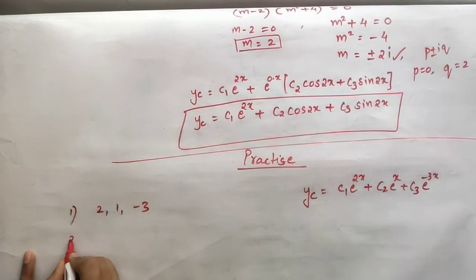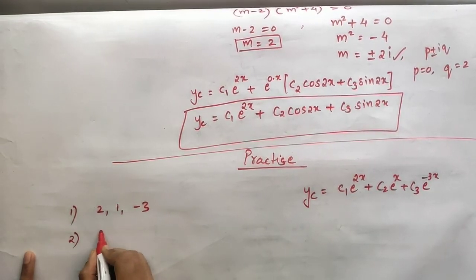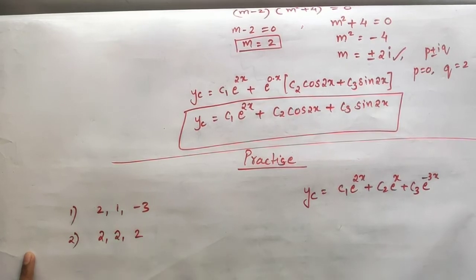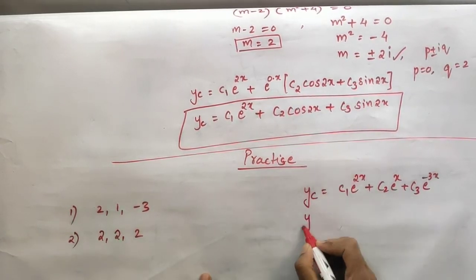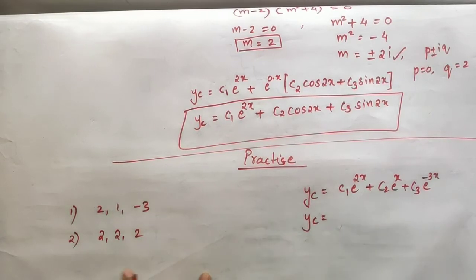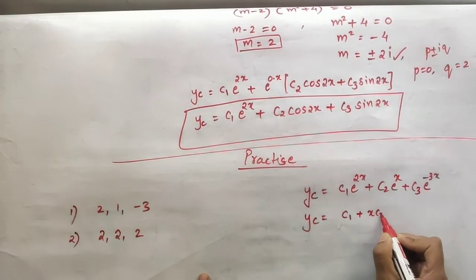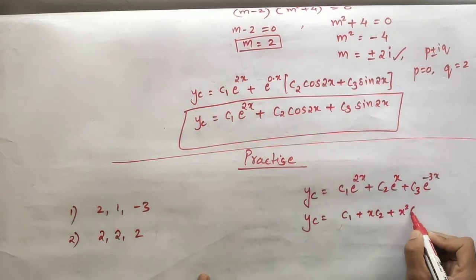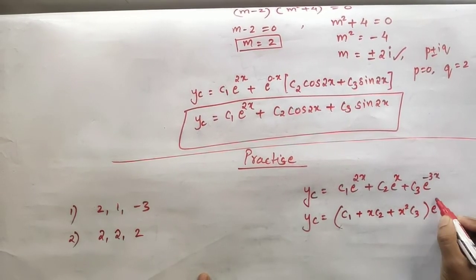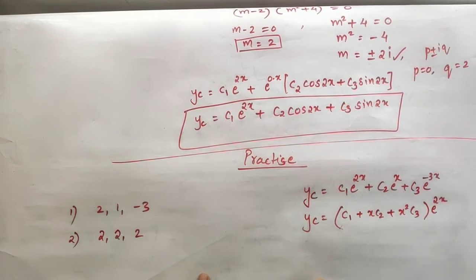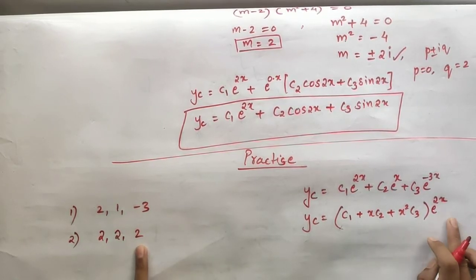Okay, let's go for another example now. What if the roots are 2, 2 and 2? So how will you write yc? It's a real root, but how many times is it repeated? 3 times, is it not? So how will you write the solution? c1 plus x c2 plus x square c3, all into e to the power 2x. The roots are real and equal, and they are repeated 3 times. Do you follow?